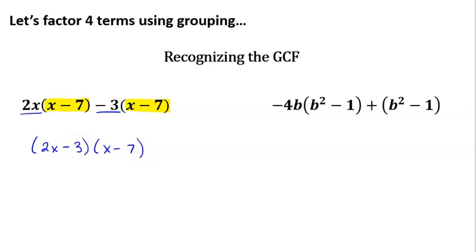And so now let's look at this other one. So when we're looking at this other one, we can see that they're both being multiplied by that same expression. And so b squared minus 1 is going to be in a set of parentheses, and then this negative 4b, and then remember there's a plus here, but that imaginary 1 comes back up. So we have negative 4b plus 1, and then we're going to have that b squared minus 1 there.